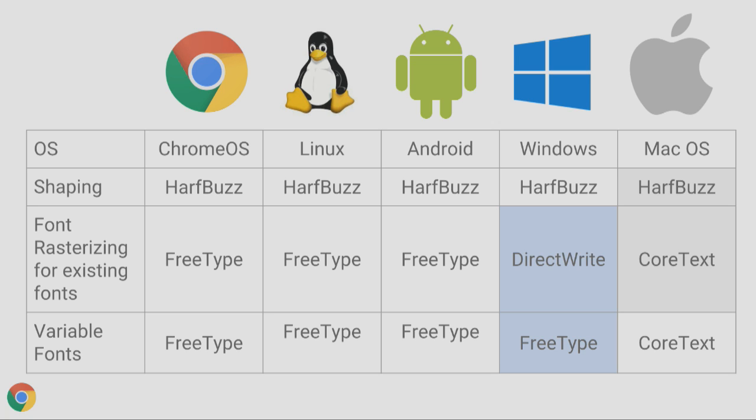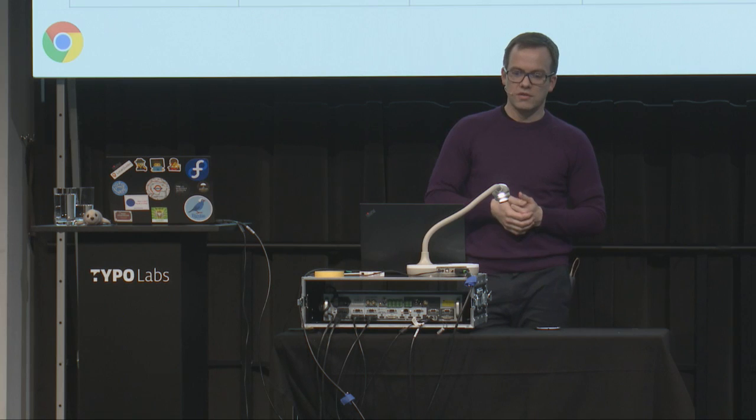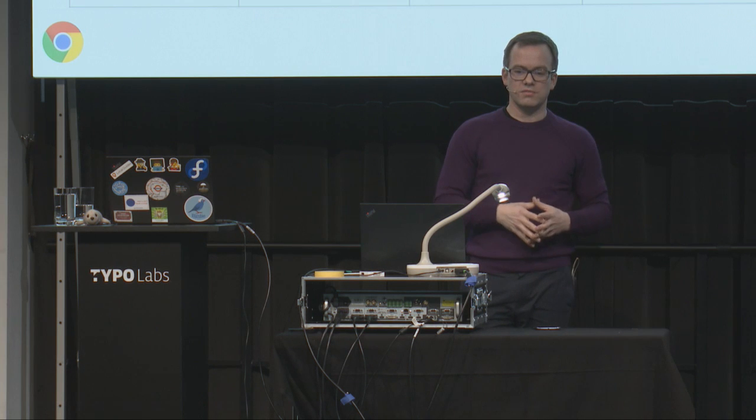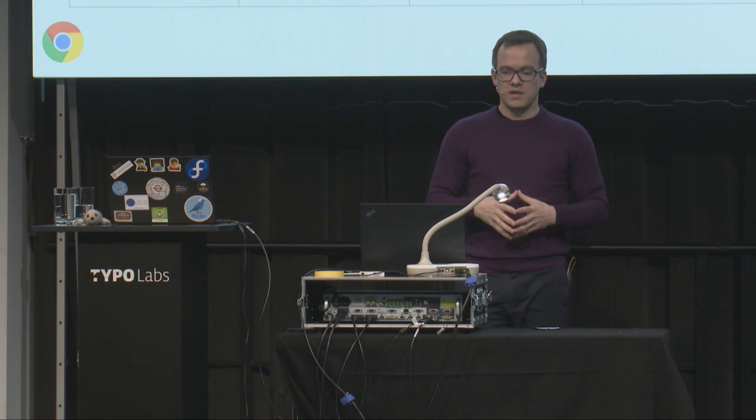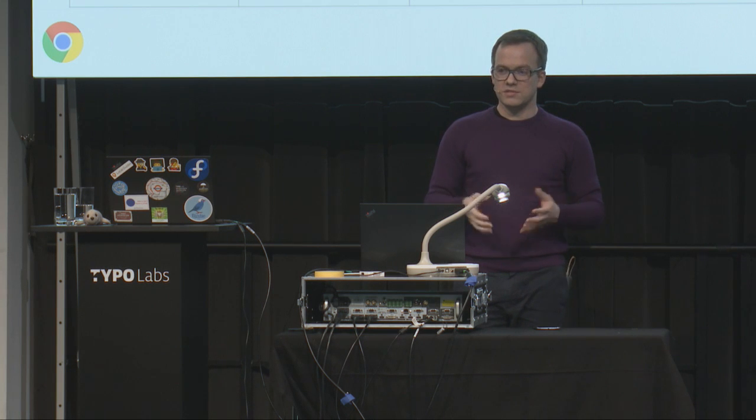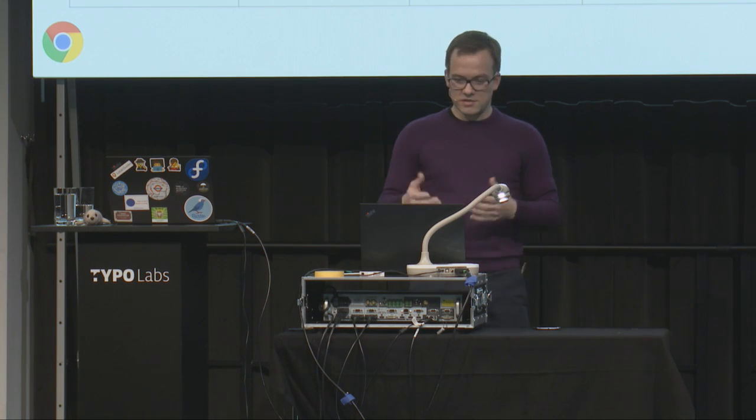So for variable fonts, we had to find a solution. And we decided to do a hybrid font rasterizing architecture on Windows. So we're looking at the font, and we're looking at CSS, and do we need variation support here? And then we're going through FreeType, and otherwise we're rendering through DirectWrite. And you could say that in a way we have a hybrid architecture on macOS as well, because we're using HarfBuzz for shaping, but Core Text for rasterizing.